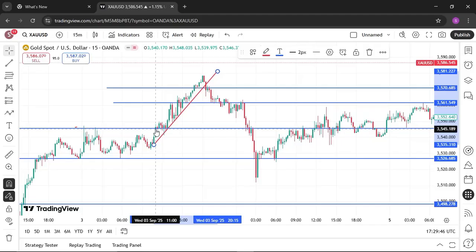You wait for confirmation. You cannot say this market has broken out and just start looking for a buy. No, you wait for the next candle to confirm to you that the market has broken this line. That's one. Secondly, you wait for a retest. You wait for the market to go up a bit and come back to create that higher low before you take your buy in the zone of that higher low.